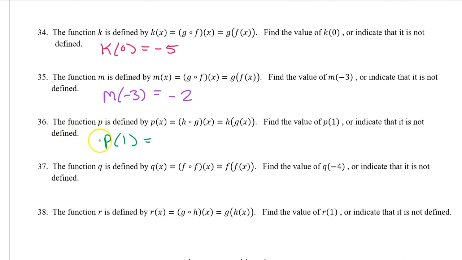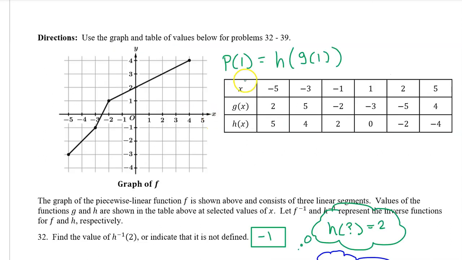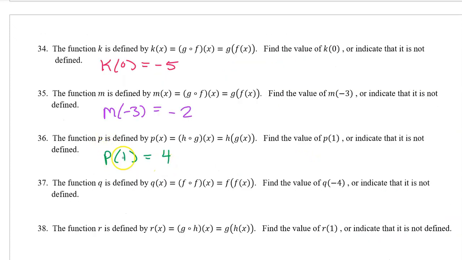For number 36, we must evaluate p at 1. But function p is equal to h at g. So p at 1 will equal h at g at 1. Working from the inside out, we begin with g at 1. G at 1 is negative 3. Moving to the outside, we get to function h. We must evaluate h at negative 3. H at negative 3 is 4. Therefore, p at 1 equals 4.